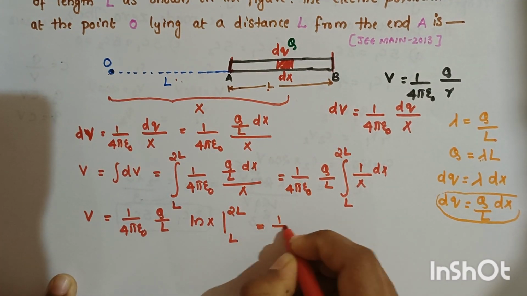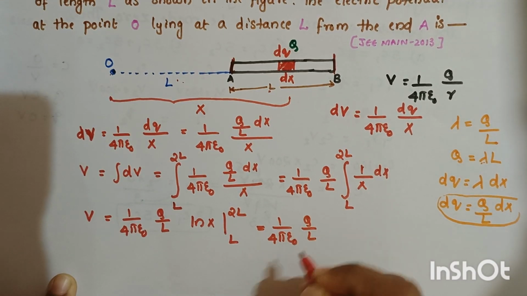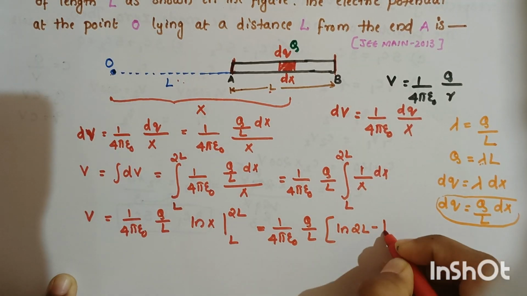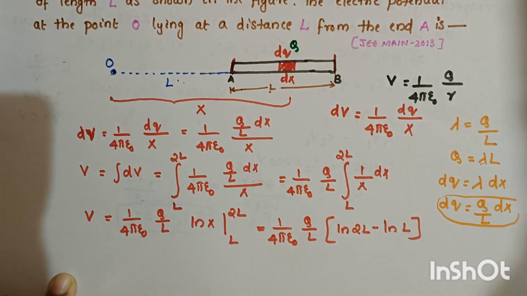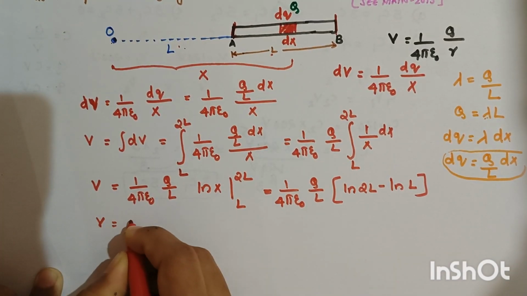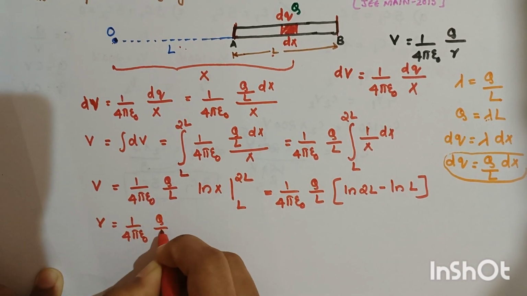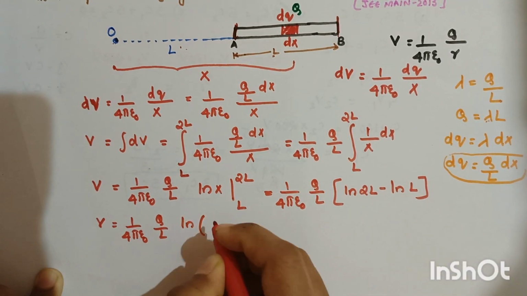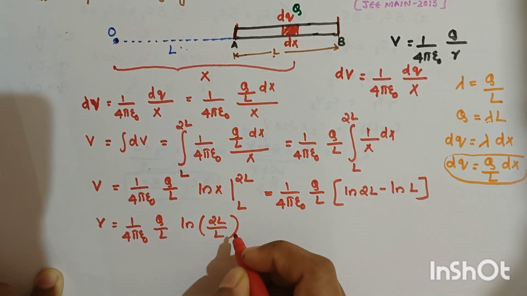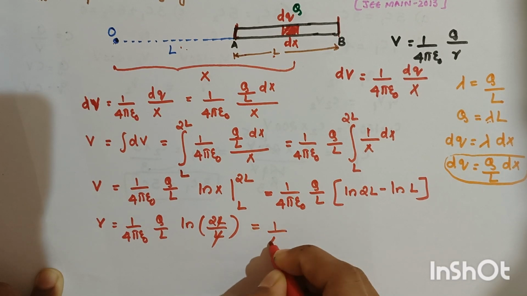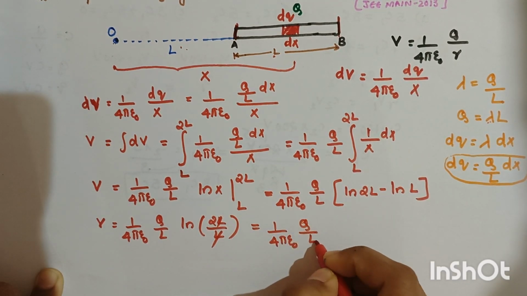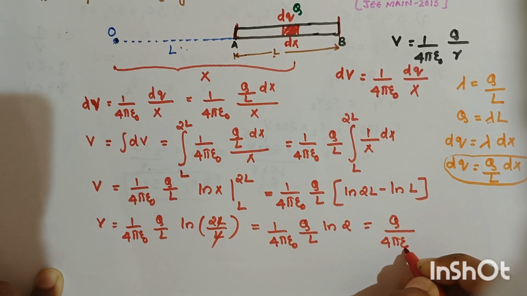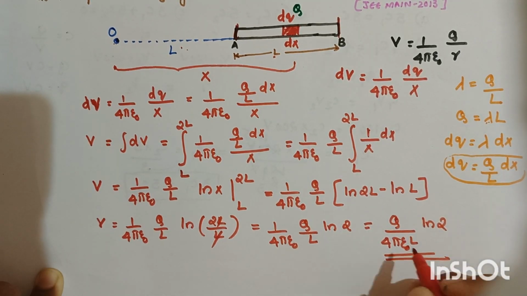So this becomes equal to 1 by 4 pi epsilon 0 Q by L. Then we apply the limits, upper limit minus lower limit, so this becomes log 2L minus log L. Then log A minus log B is log of A by B, so that is log of 2L by L. The L gets cancelled, so this can be written as 1 by 4 pi epsilon 0 Q by L into log 2, or Q by 4 pi epsilon 0 L into log 2. So this is the answer.